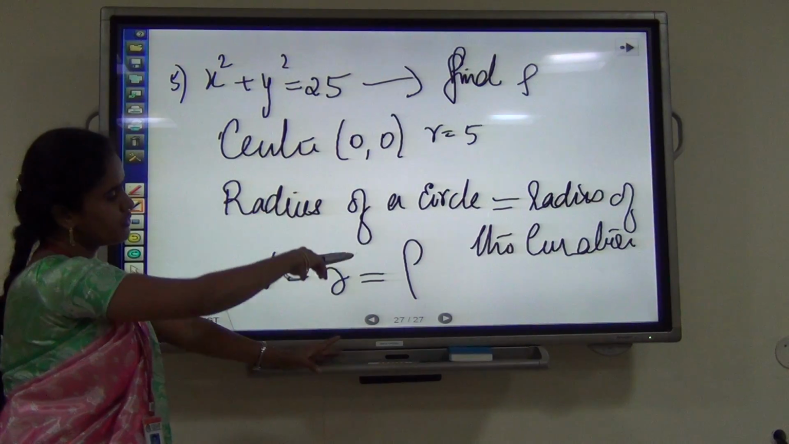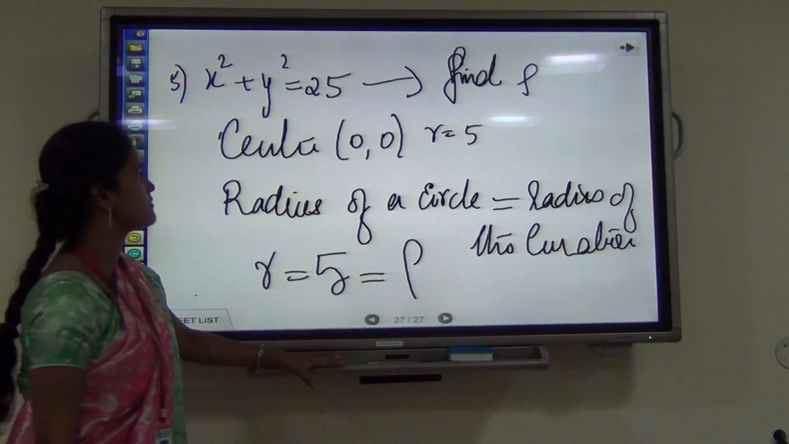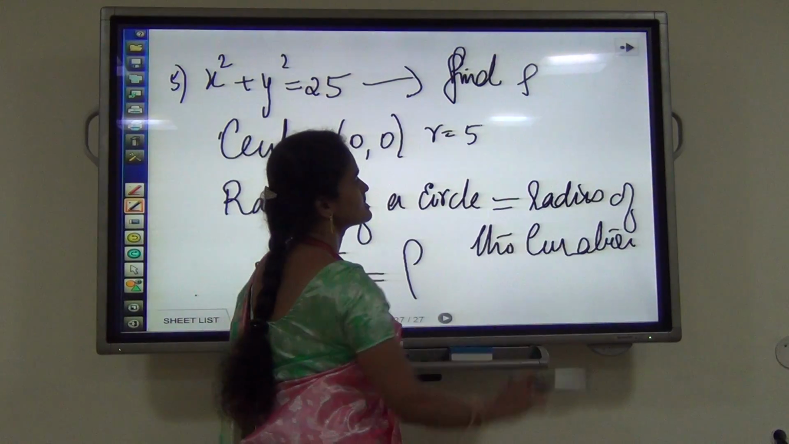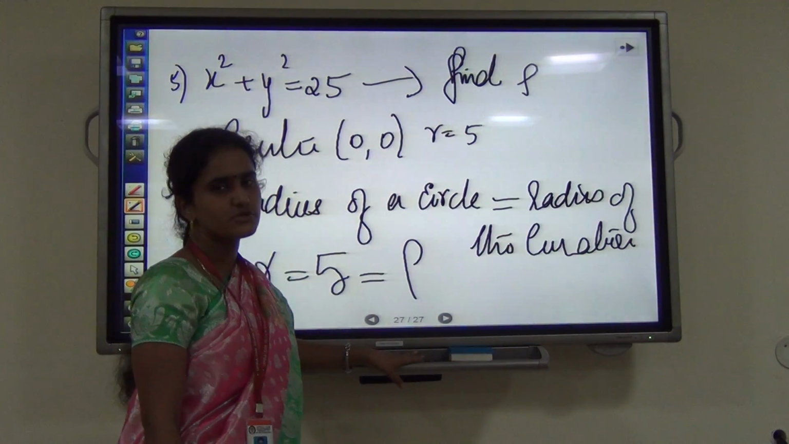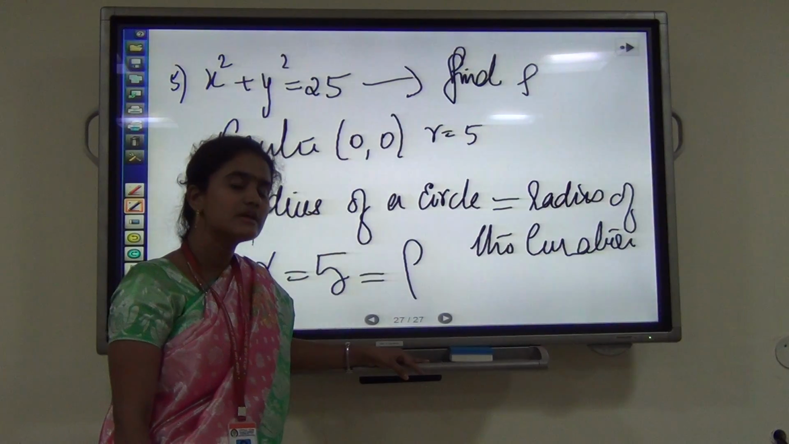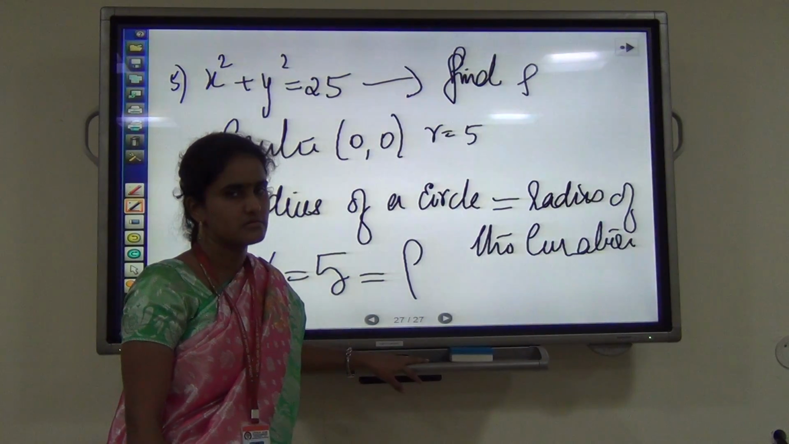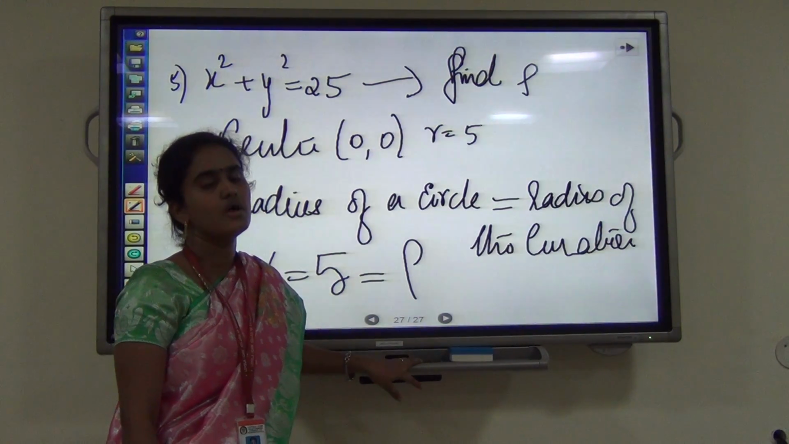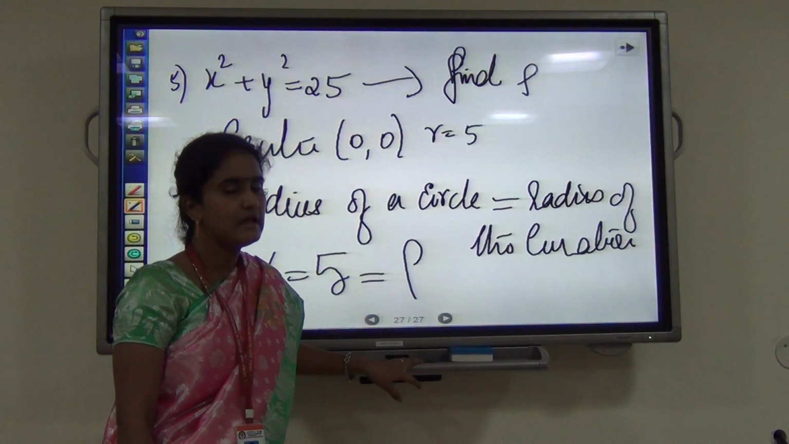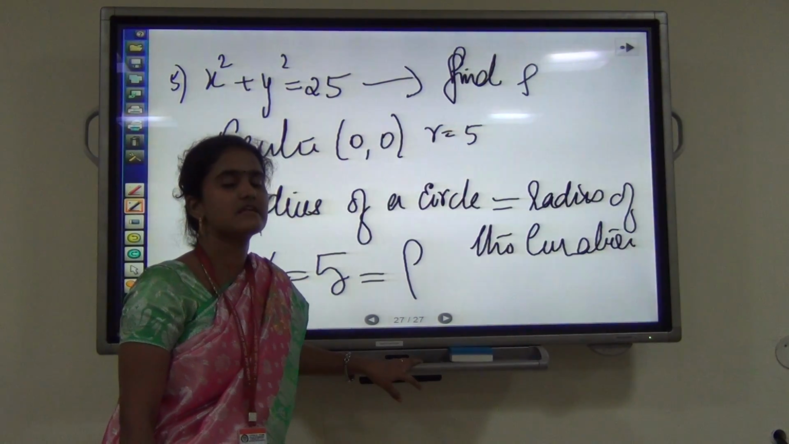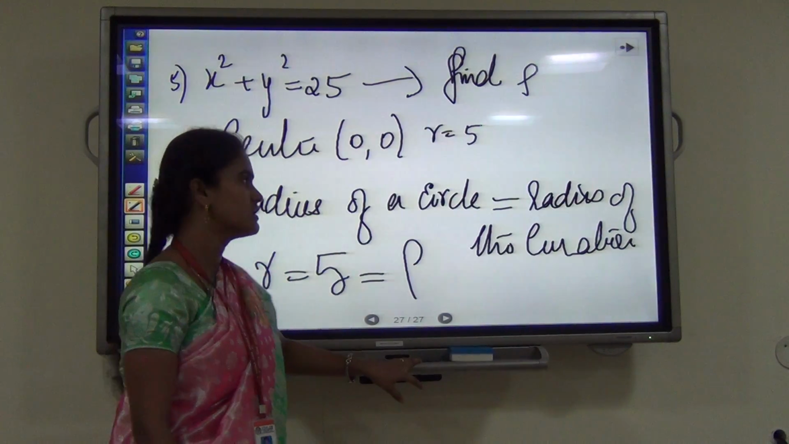We found rho, that is 5, because we have a property that the radius of circle is equal to the radius of curvature. Do we have any curvature for a straight line? Definitely no. So there is no curvature for a straight line, and you have one more property saying that the radius of circle is the radius of curvature.